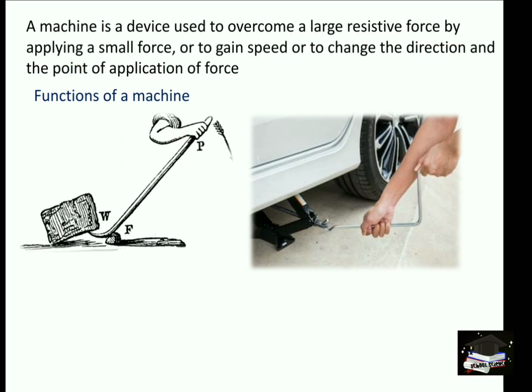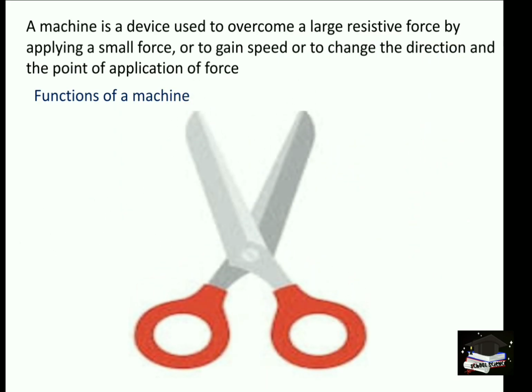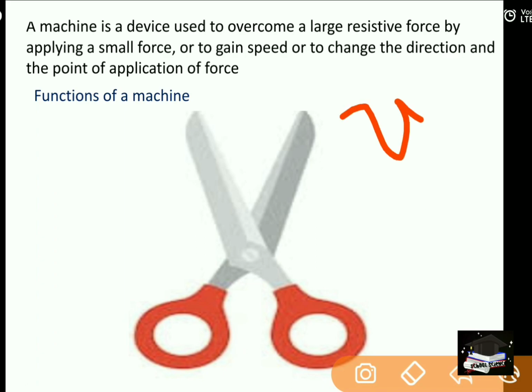Next function is to gain speed. So first of all, what is the formula for speed? Speed equals distance by time. Speed equals distance by time.